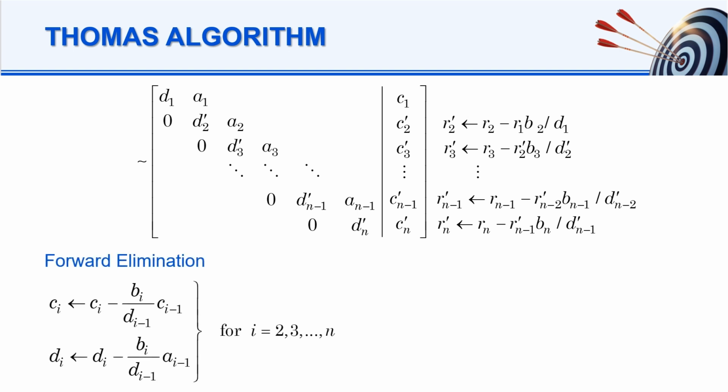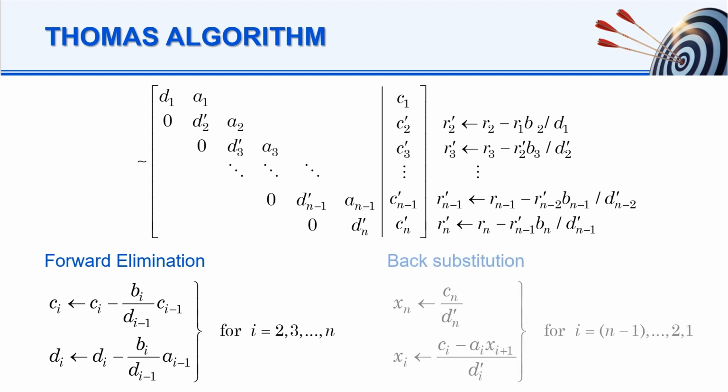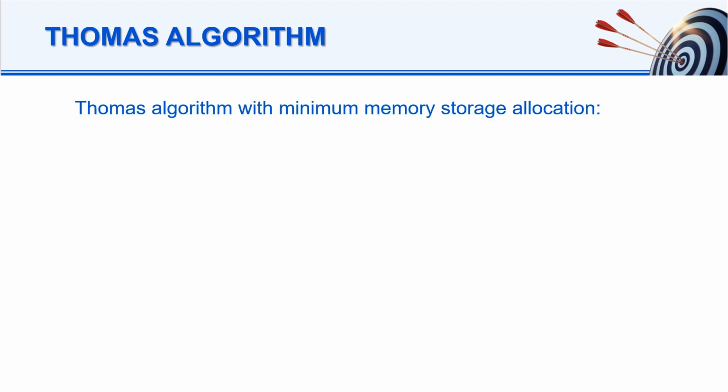Likewise, the back substitution involves only the diagonal and the right-hand side arrays, as well as the superdiagonal array A, which is not altered during the forward elimination procedure. The back substitution can be employed as follows. This formulation can be made more memory efficient by eliminating the array X and overriding the solution on the right-hand side array C.